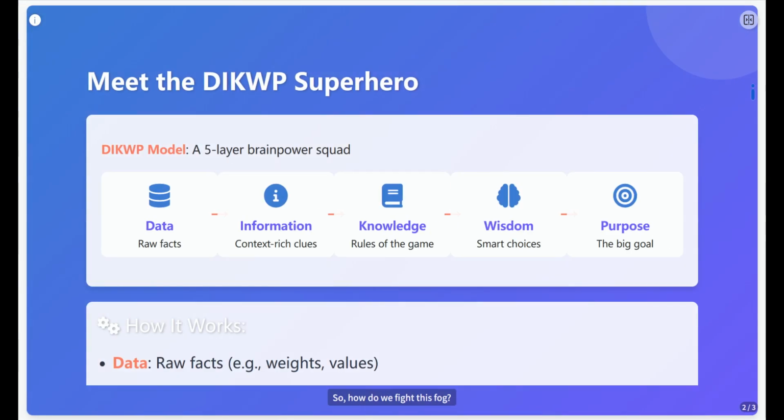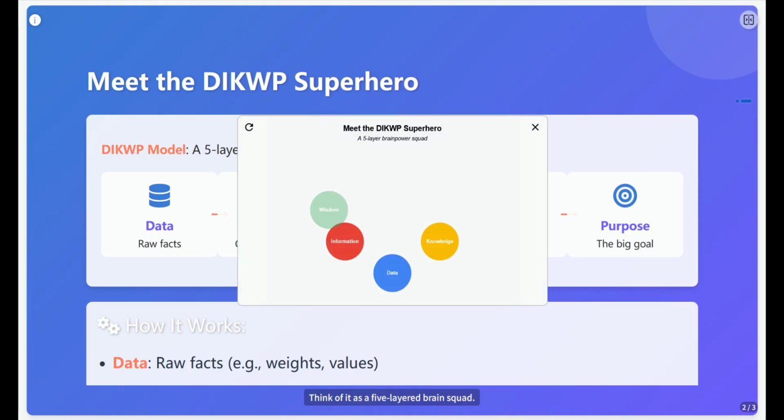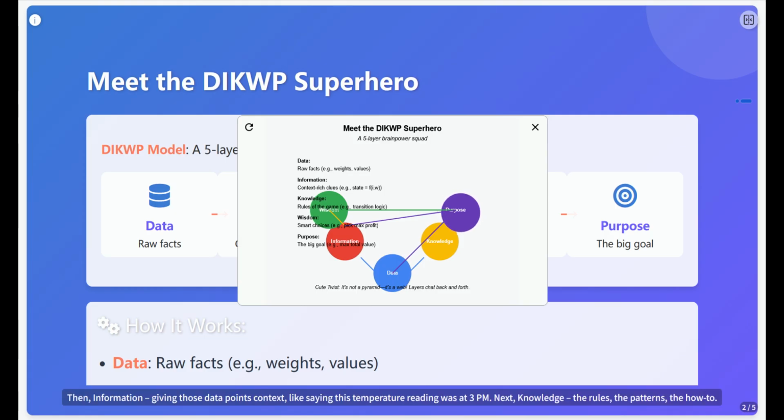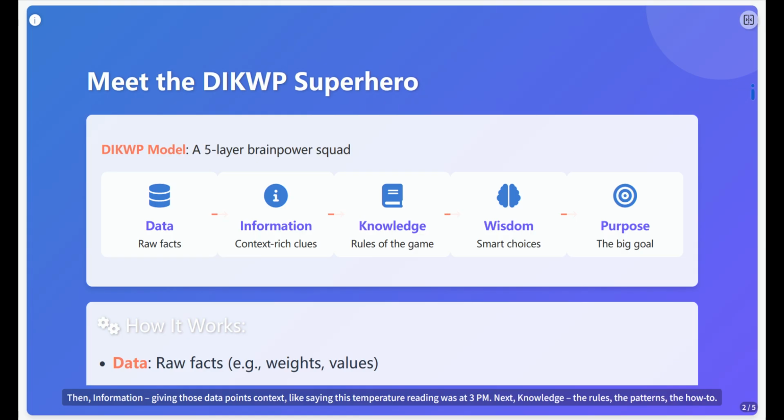So, how do we fight this fog? Enter our superhero, the DIKWP model. Think of it as a five-layered brain squad. First, you've got data, the raw ingredients, like numbers or facts. Then, information, giving those data points context, like saying this temperature reading was at 3 p.m. Next, knowledge, the rules, the patterns, the how-to. Then comes wisdom, using that knowledge to make smart choices, like picking the best path. And finally, purpose, the ultimate goal, the why we're doing all this.